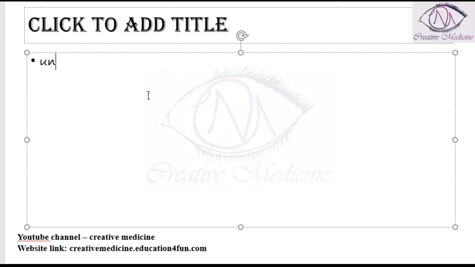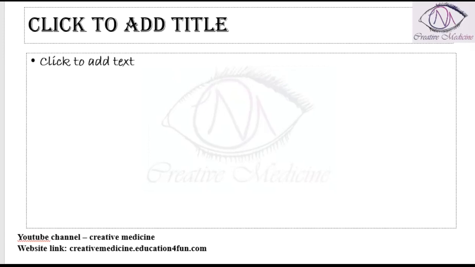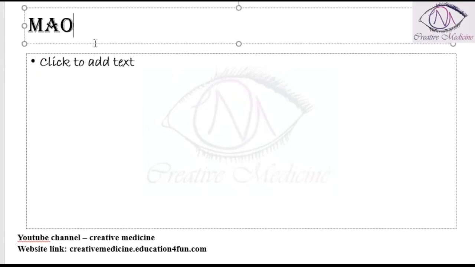It is an unstable compound. Because sodium nitroprusside is unstable, it should be freshly prepared, and once it is freshly prepared, it is covered with black paper or brown paper to prevent the oxidation or reaction of the sodium nitroprusside. Mechanism of action of sodium nitroprusside.